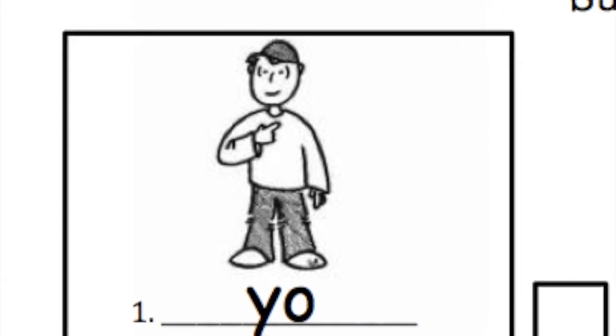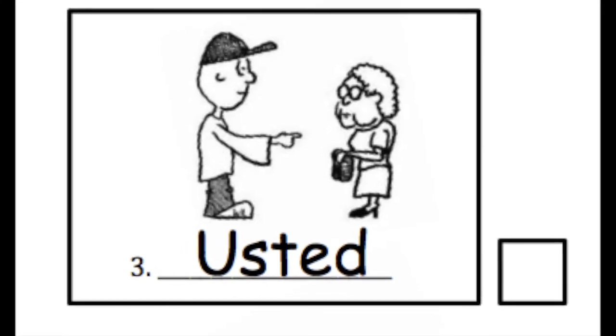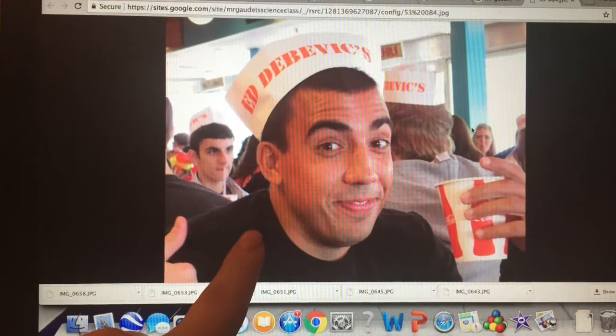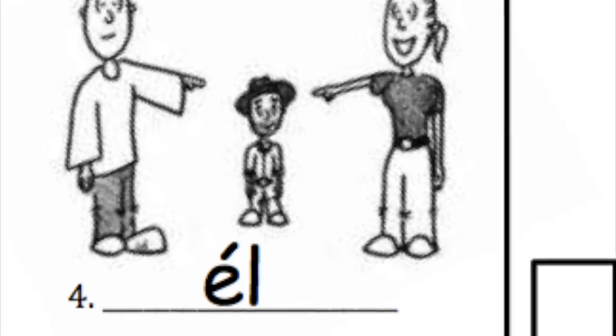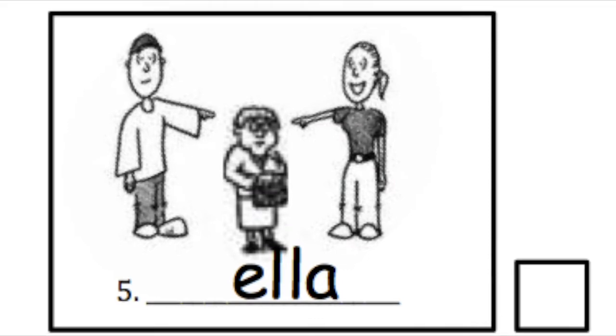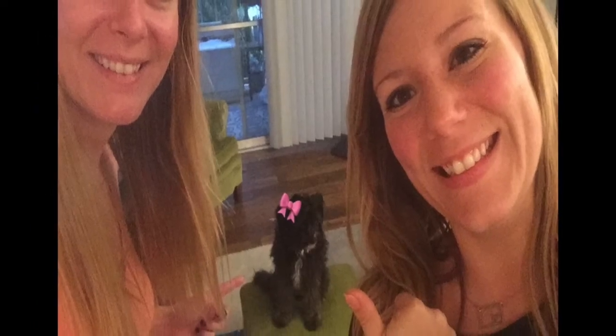Okay, for yo, I'm number 1. You're going to take a selfie. Number 2 is tú, so take a picture of your finger pointing to someone else. Usted is what you call someone much older than you, so take a picture of yourself pointing to a teacher, not Mr. Gaudet. Él is he, so take a picture of you and a friend pointing to a boy. Ella is she, so take a picture of you and a friend pointing to a girl.